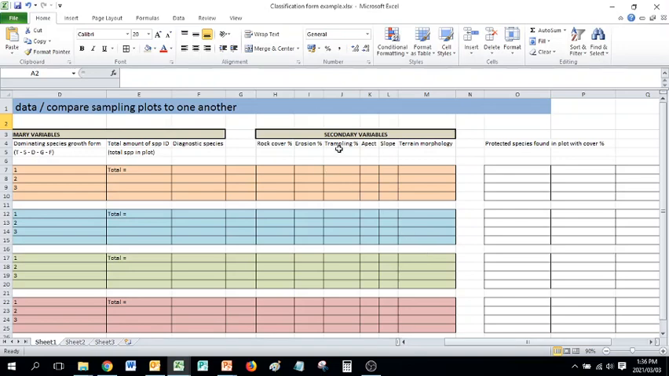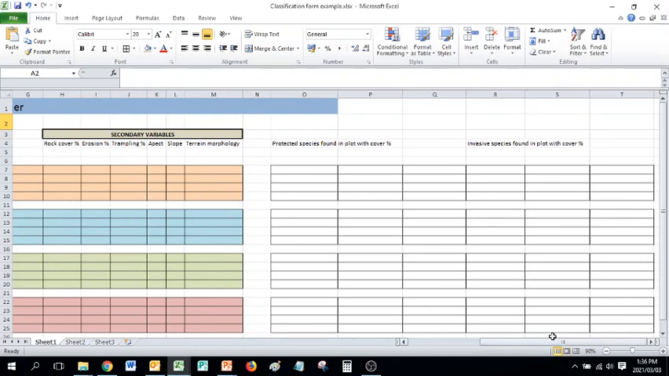You then fill in all of the secondary variables asked of you as well: the rock percentage cover, erosion percentage, trampling, aspect, slope, terrain, morphological unit. And you can then even go and further work with this, especially when you come to a form of alien invasive management plans or sensitive species or conservation plans.